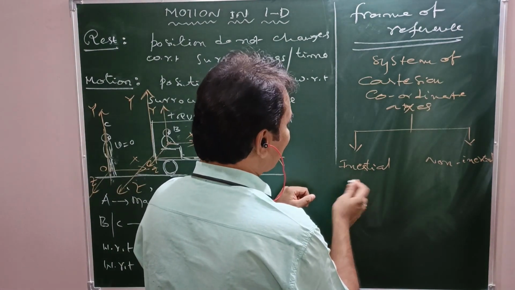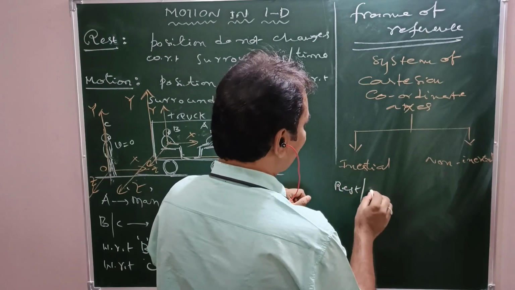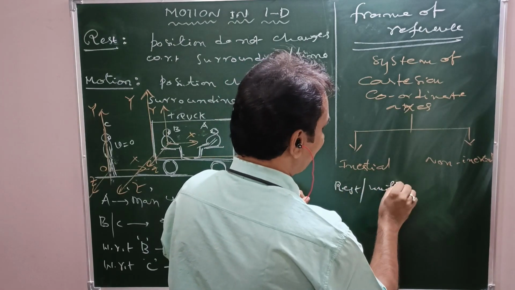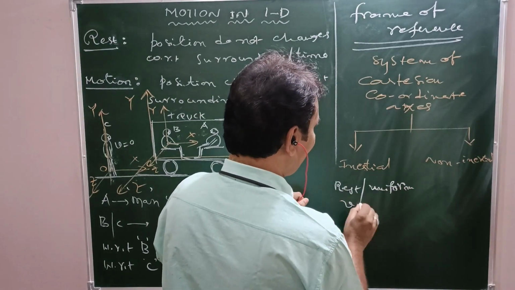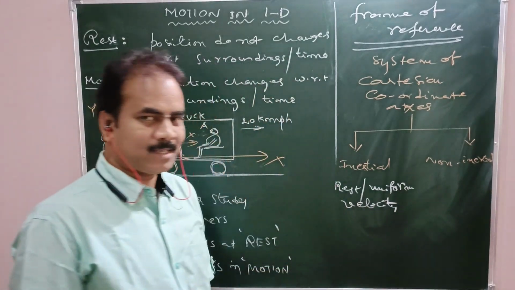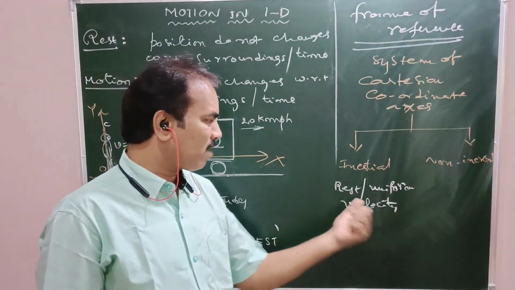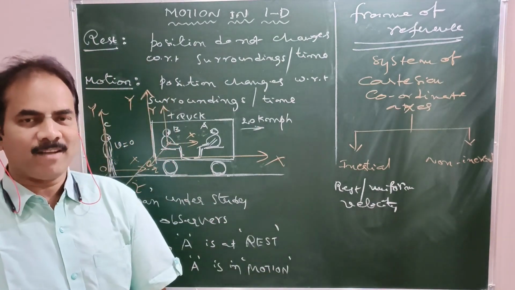So, what is meant by inertial frame? It may be either at rest or moves with uniform velocity. Any frame of reference, either at rest or moving with uniform velocity, is to be taken as an inertial frame of reference.